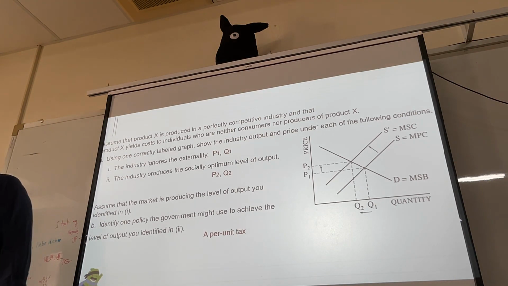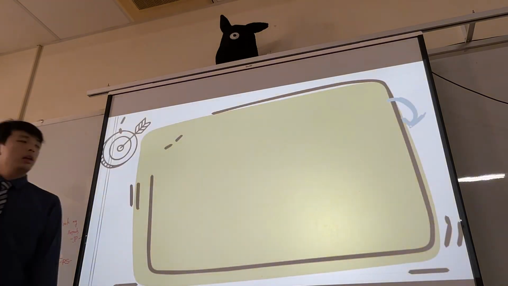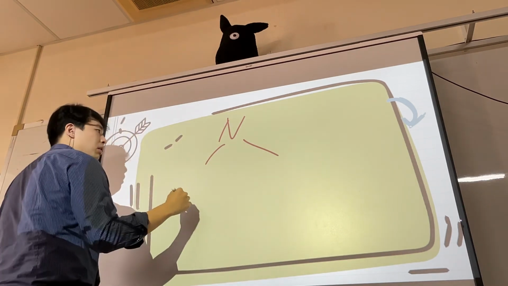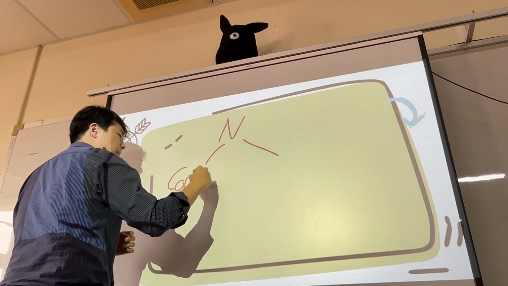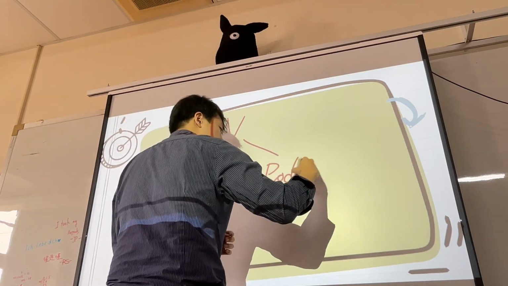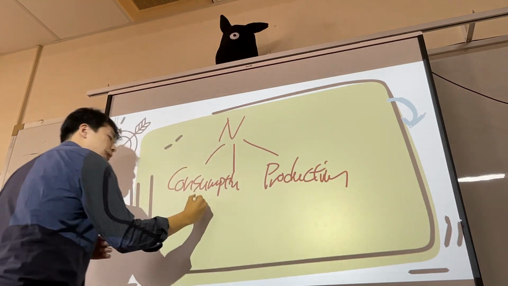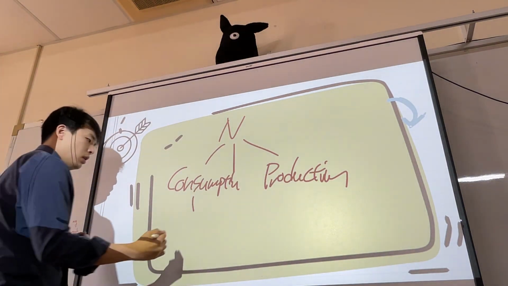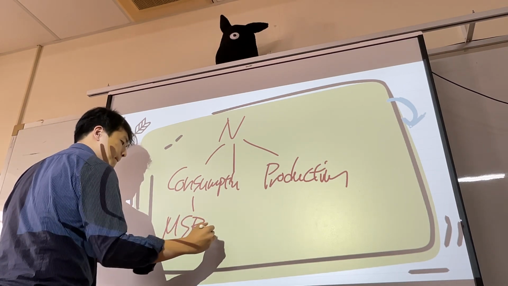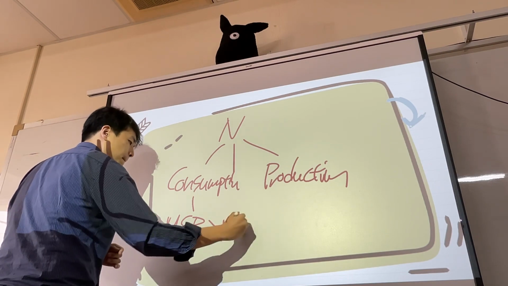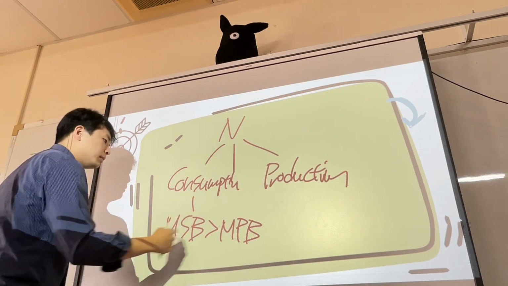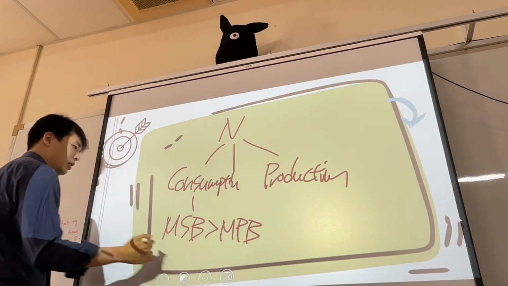Understand? All right. Final takeaway. Negative externalities can be separated into consumption and production. And then, what is the formula for consumption? MSB less than.